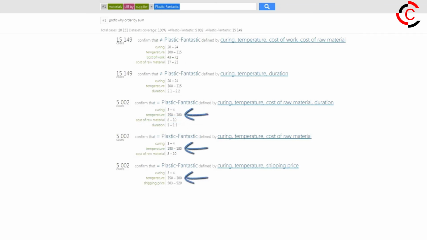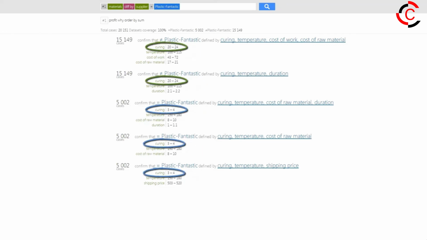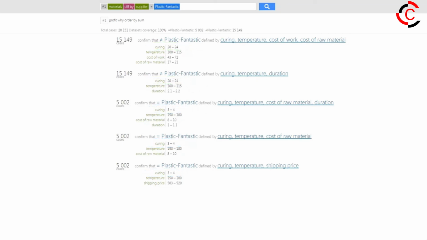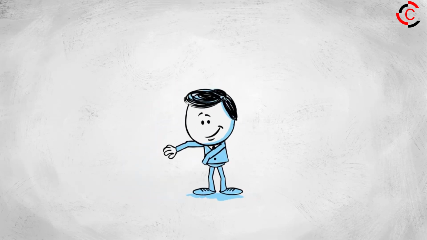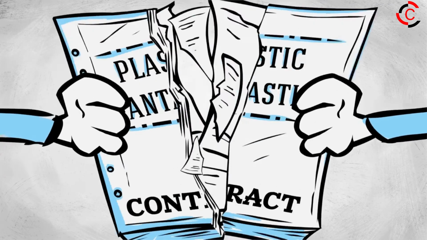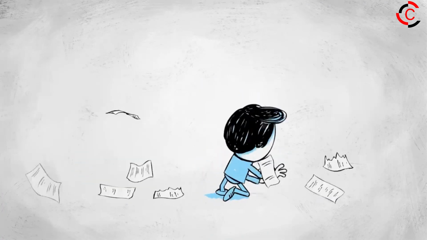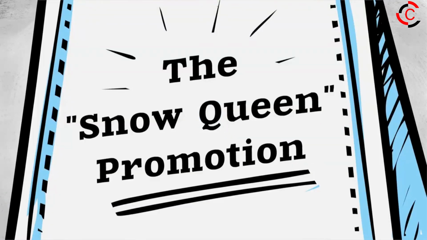Higher foaming temperature as well as the curing time, which takes the most time of production, is shortened by 6 times. Well, it appears that Plastic Fantastic is a wonderful material if we want to cut the costs down. But there is one but. The quality of the end product is terrible. It's all clear now. We are renewing our contract with the previous supplier and continuing with the Snow Queen promotion.